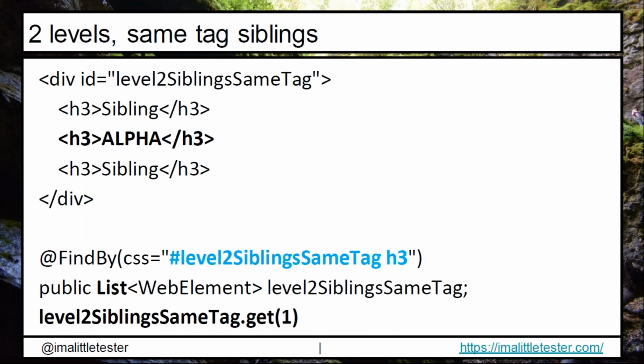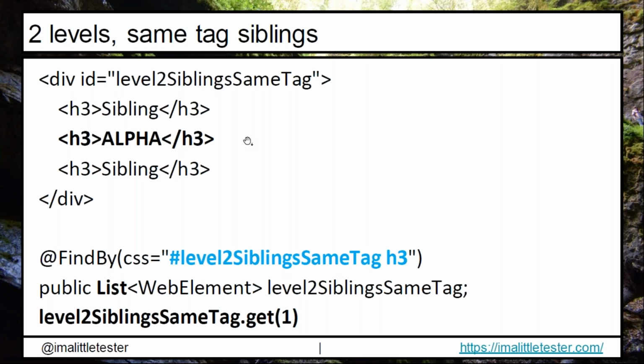Now, what happens if alpha has siblings, but the siblings are of the same type as alpha? So all of these siblings are H3s. Well, again, alpha doesn't have a unique selector. Its parent does. Its parent has an ID. If we write the same selector as we did before, we will store it into a list, and what we will get will be all of the siblings, which are the children of the div with this ID. So among those children, among all of the elements of that list, the second element will be our alpha element.